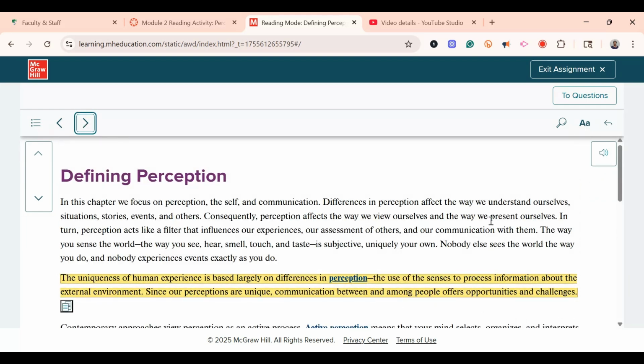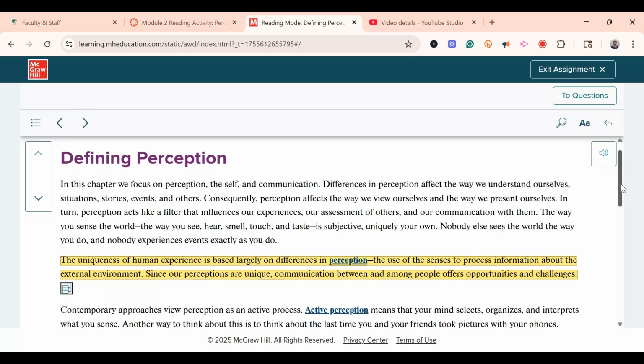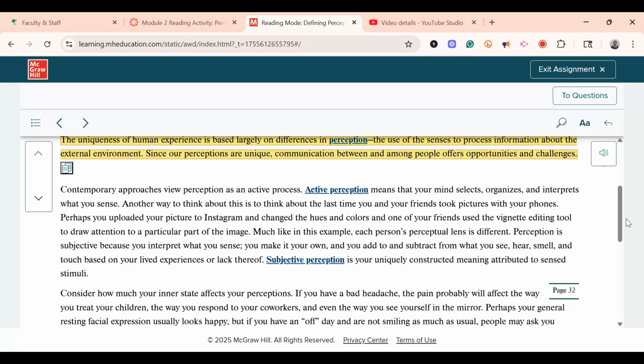So we're defining perception. And we know that differences in perception affect the way we understand ourselves, situations, stories, events, and others. So perception affects the way that we view ourselves and the way that we present ourselves. And in turn, perception acts like a filter that influences our experiences, our assessment of others, and our communication with them. It's unique. We are an individual person, and so our perception is unique to us.